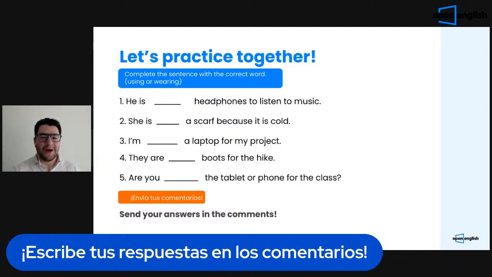Muy bien. Okay, let's jump into number 4. They are boots for the hike. Diego says they are wearing boots for the hike. Anybody else? Yeah, well, boots is an accessory and it can also be considered clothing. So that would be great. Okay. And I think we have number 5. Yes, using. Are you using the tablet or phone for the class? And we have using. Excellent. Okay, guys, very good.